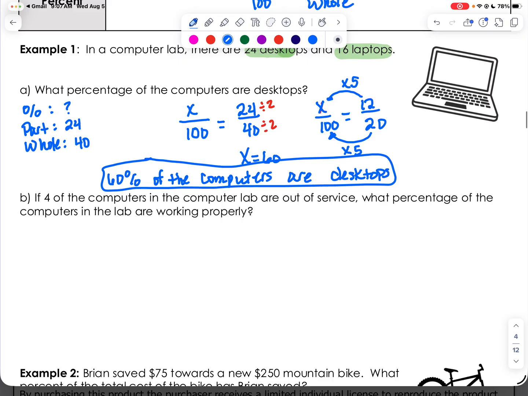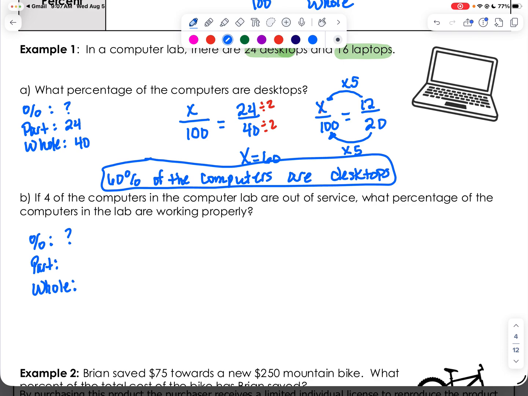If 4 of the computers in the computer lab are out of service, what percentage of the computers in the lab are working properly? So let's identify our percent, our part, and our whole. Again, we do not know the percentage in this problem. That's what the question is asking us for. And we want to know the percentage of the computers that are working properly.